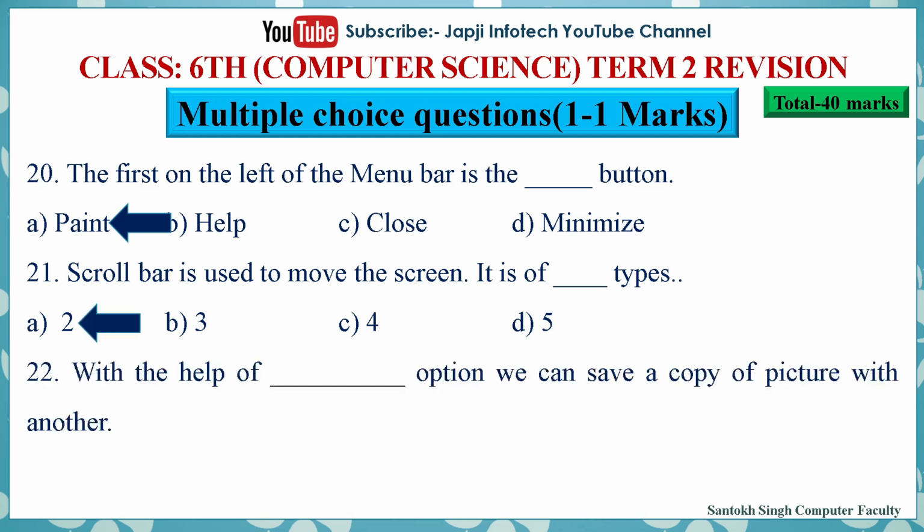And 22nd question is, with the help of dash option we can save a copy of picture with another name. And the options are save as, open, new, exit. And the right answer is with the help of save as option we can save a copy of picture with another name.